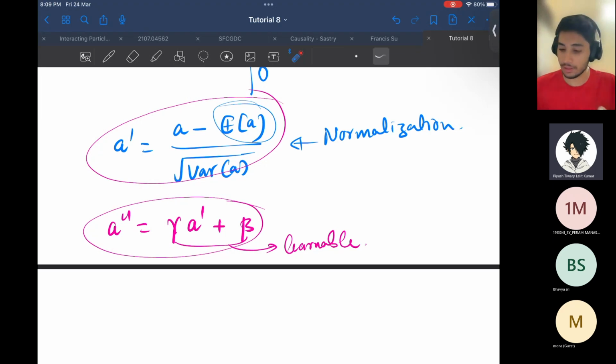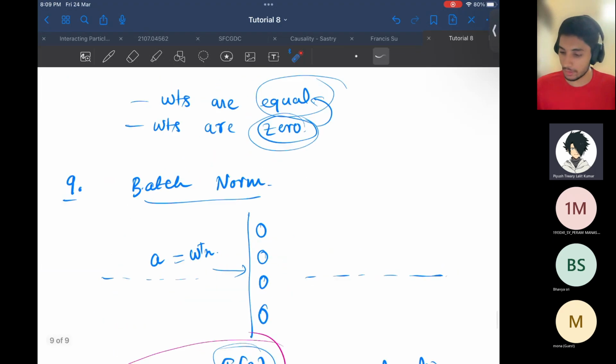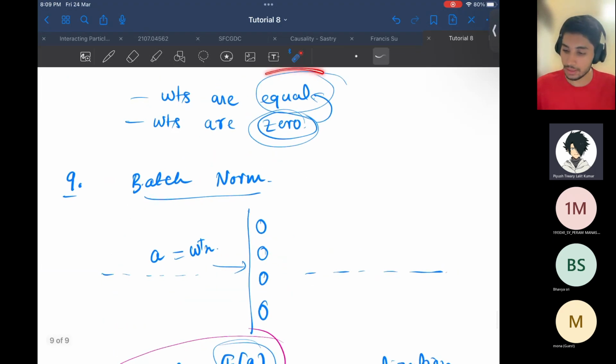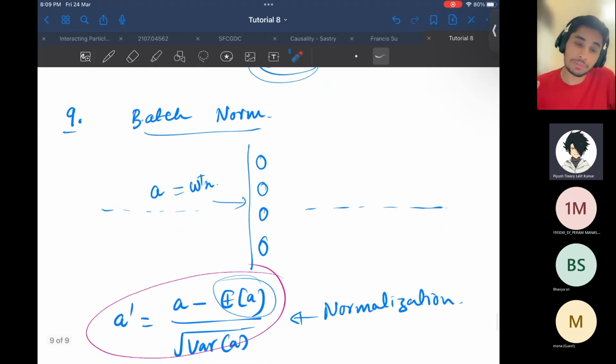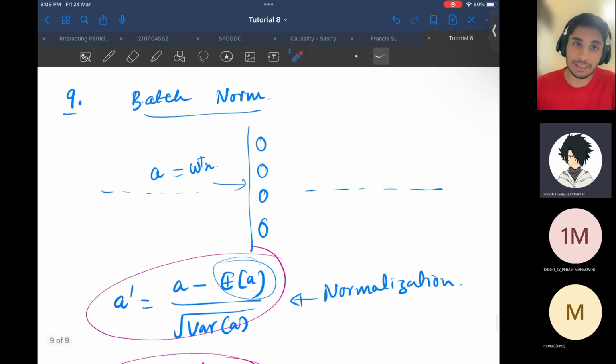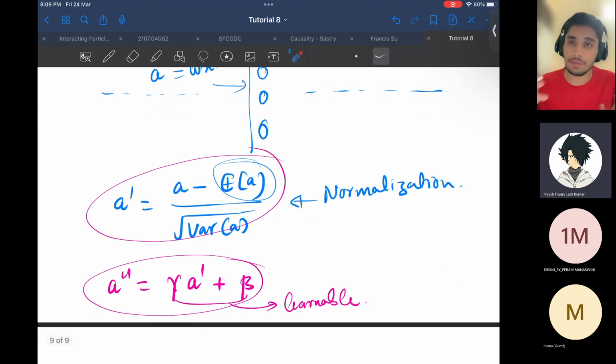So I hope you will appreciate it, because we just saw that there are a lot of restrictions on weight: if it is zero, then there is an issue. If they are equal, then there is an issue. If it has a large value, then it gets saturated. If it has a very small value, then also it gets saturated. So it's a pain basically.